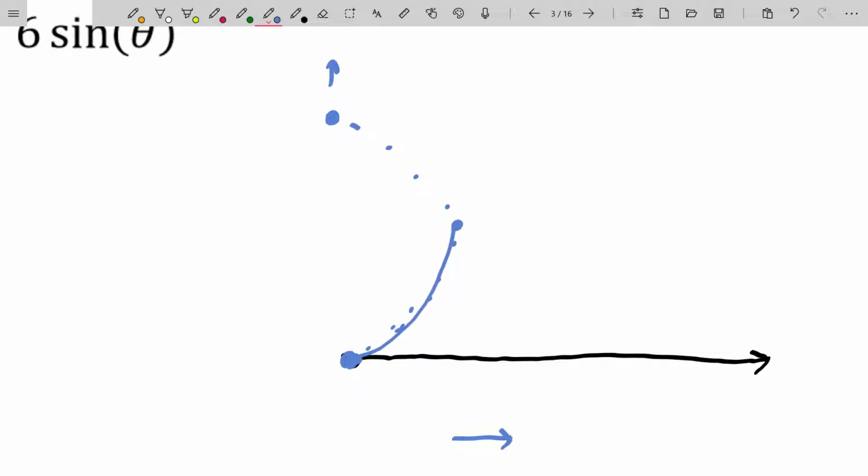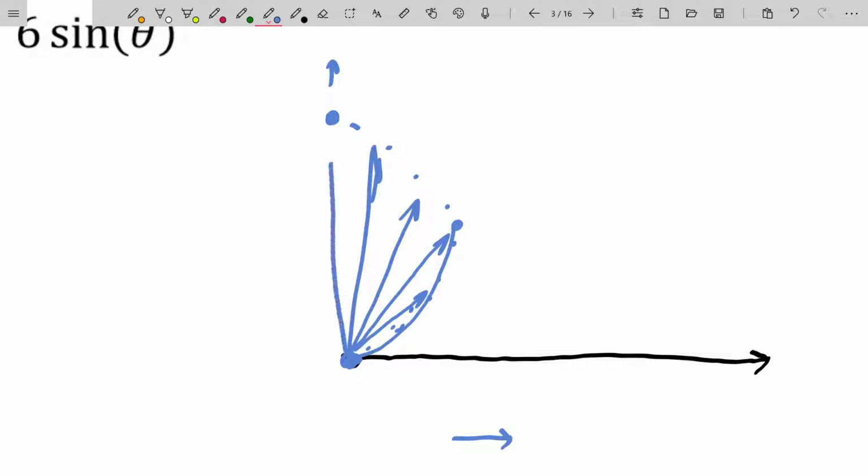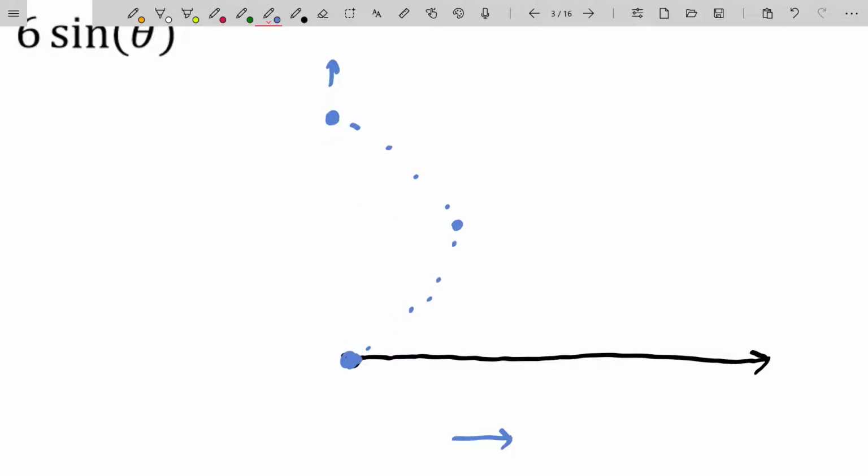And so you can see that as I'm turning through an angle here, I continually throw rocks. They get further and further away from me until they're at their maximal distance when I'm facing an angle of pi over 2.